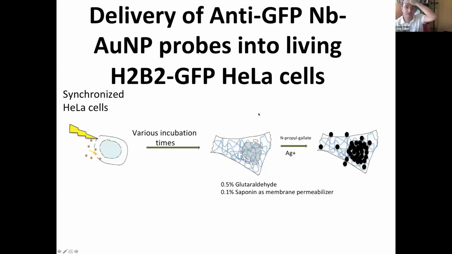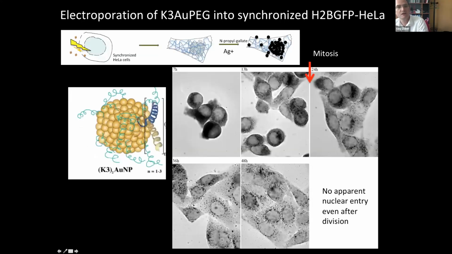And then we did some delivery of the anti-GFP inside living cells. Again, we synchronized the cells. We incubated them for various times, and we fixed them as well with butyraldehyde, and we used some saponin to permeabilize the membrane. So this is the result we obtained with those gold particles that are just conjugated with the peptide. After 7 hours, they are excluded from the nucleus, 39 hours as well. The mitosis occurs in between 13 and 24 hours. You can pretty much see that those gold particles are very much excluded from the nucleus.